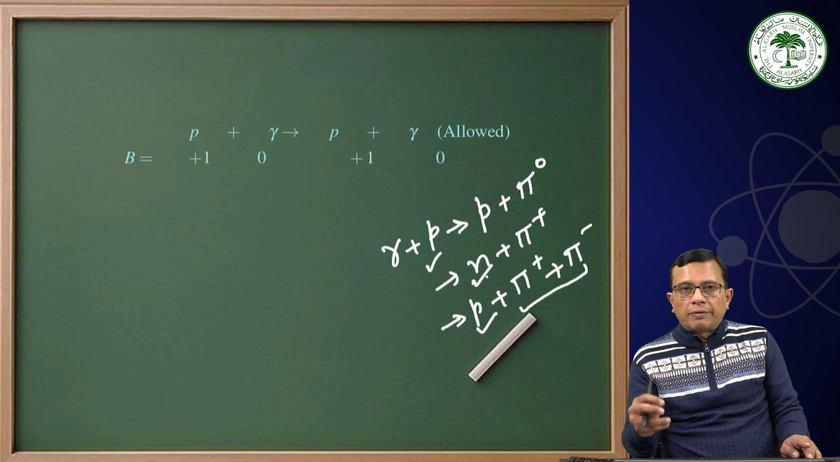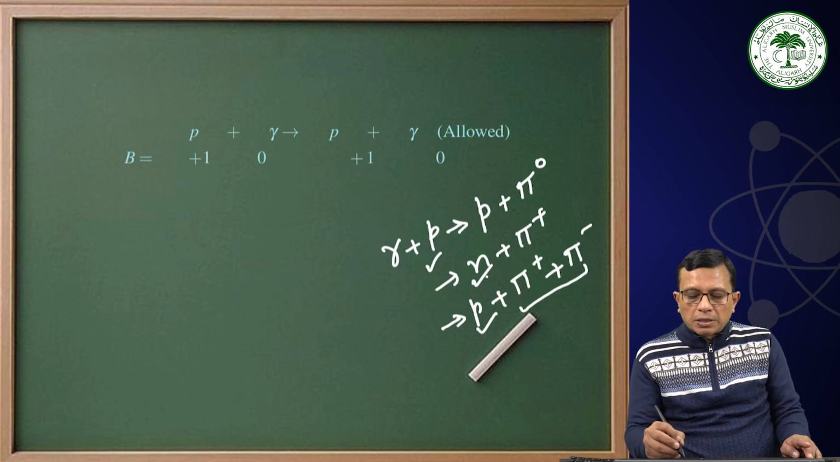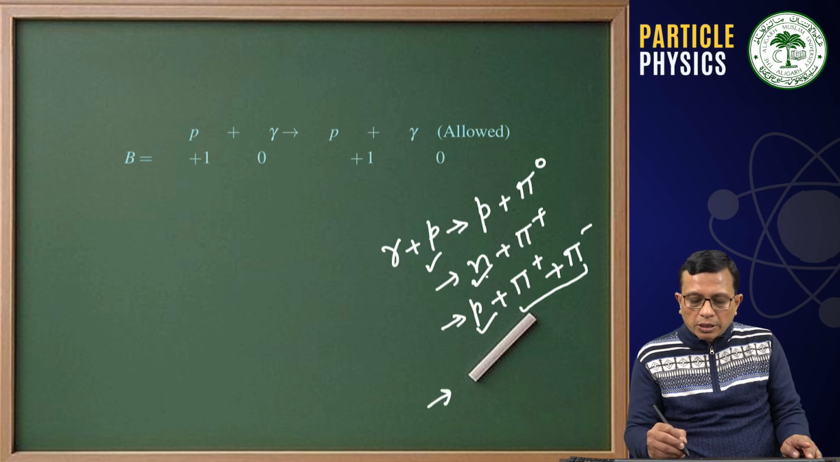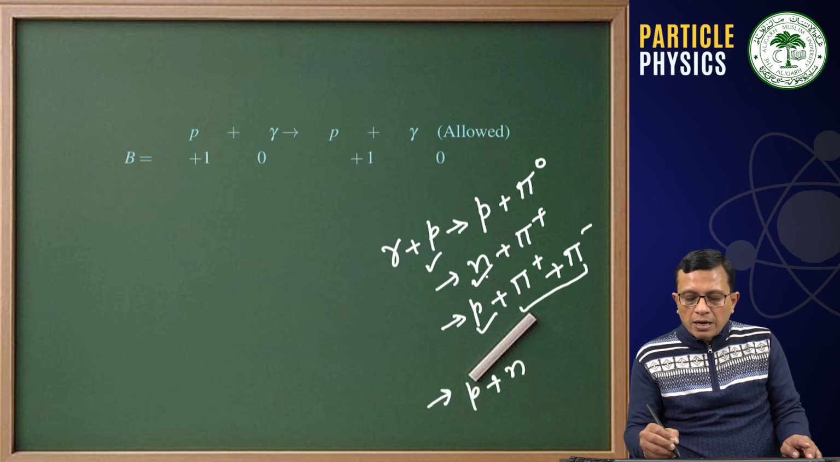No matter whether I have 1 pi 0, or a neutron and pi plus, or proton plus pi plus pi minus, or in general, you can have n number of pi zeros. Don't get confused with neutron. We are representing 1, 2, 3, 4.